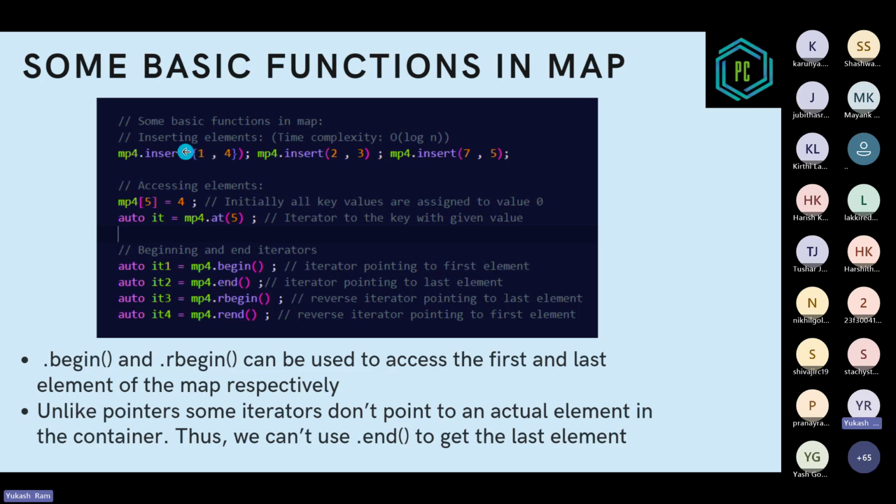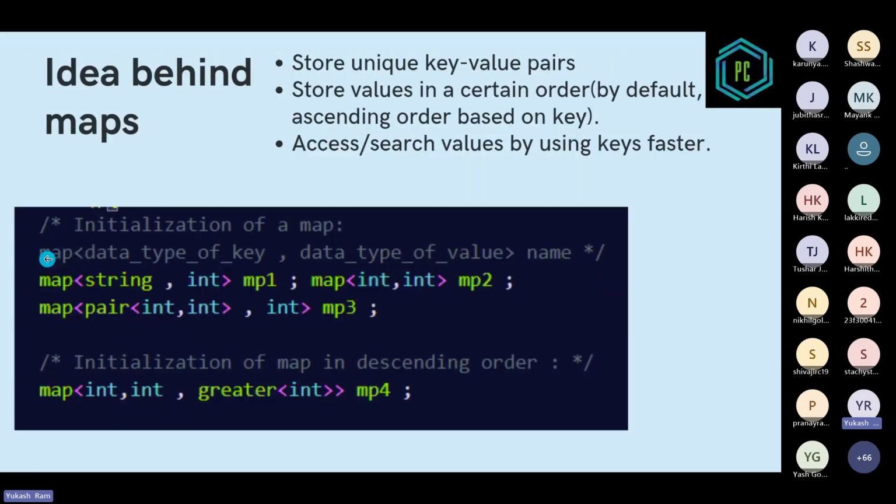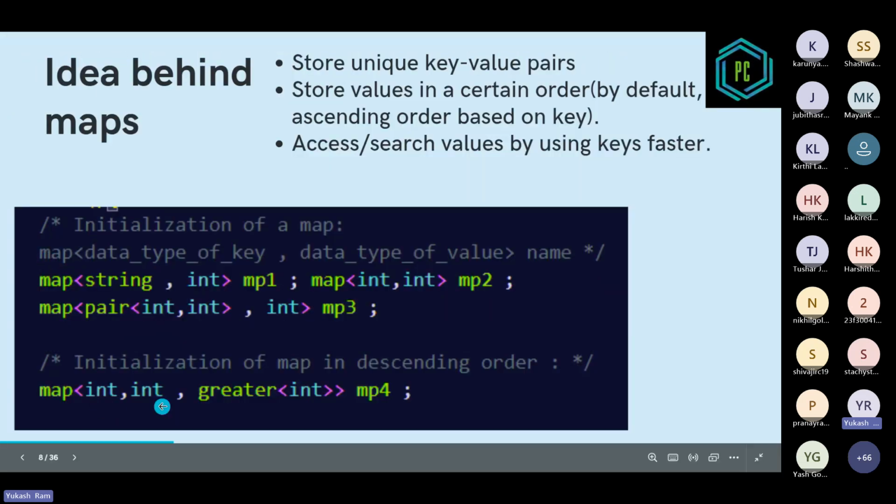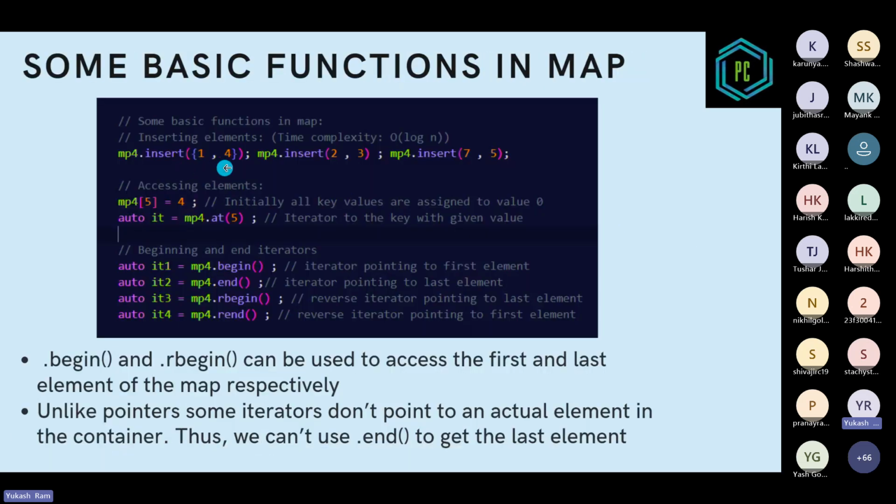So for inserting elements, we can insert it as a pair or insert it as two elements. If you remember, MP4 was initialized with two integers in descending order. So you can insert integers in pair format. Always the first element is assumed as the key, and the next element is assumed as the corresponding key value. So this is how you can insert. Remember, inserting has a time complexity of O of log n.